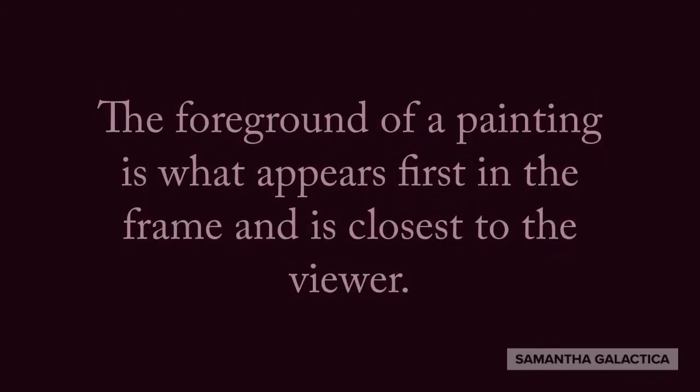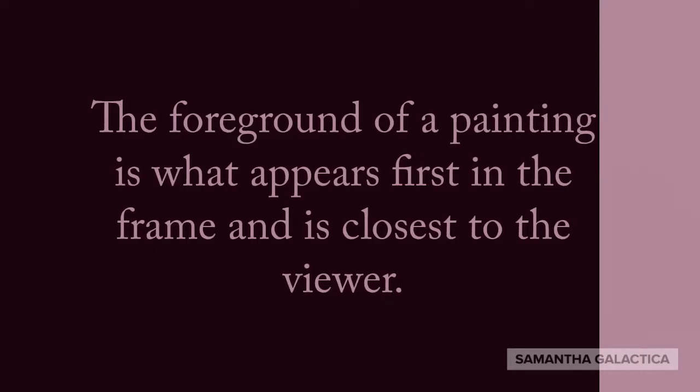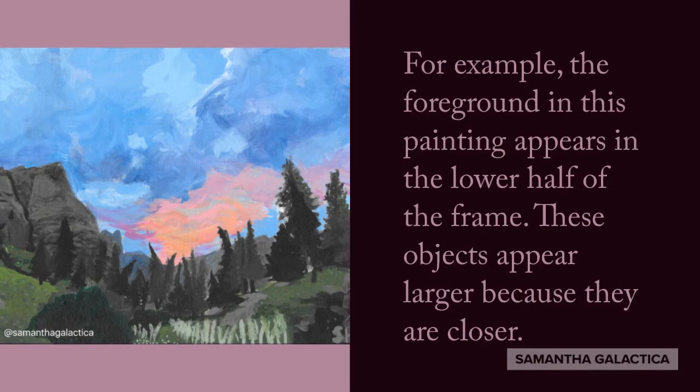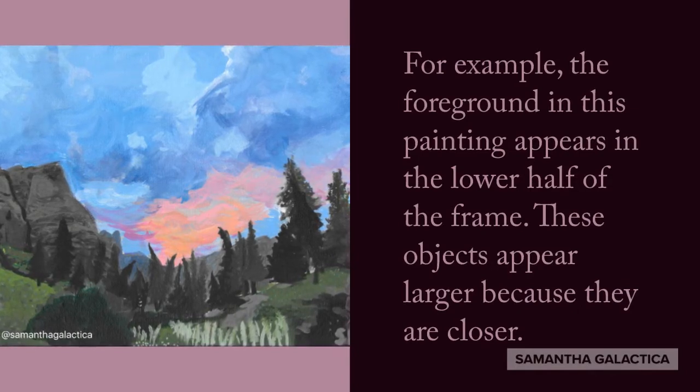The foreground of a painting is what appears first in the frame and is closest to the viewer. For example, the foreground in this painting appears in the lower half of the frame. These objects appear larger because they are closer.